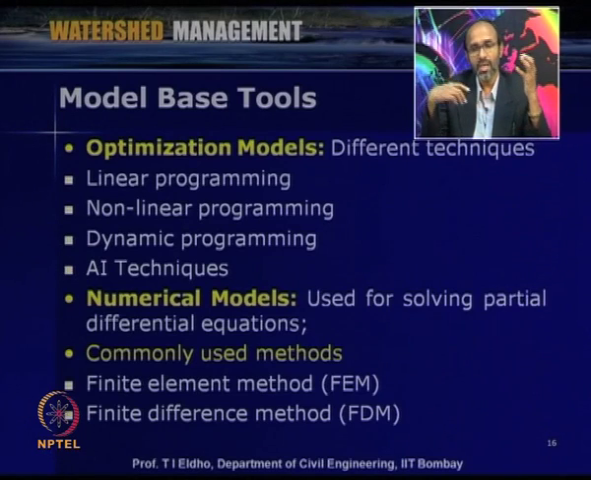Say for example, if the objective function and the constraints are linear in nature, then we can go for linear programming, and if the constraints or the objective function are non-linear, we can go for non-linear programming, and then if it is stage wise, then we can go for dynamic programming. Then depending upon the data and the problem, we can also go for artificial intelligence techniques like genetic algorithm. Then other types of model based tools like numerical models.